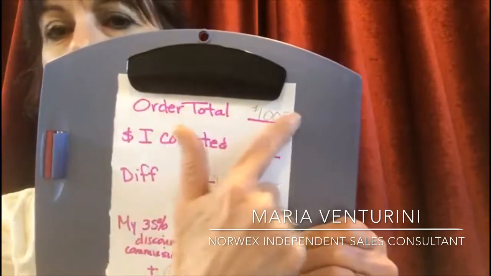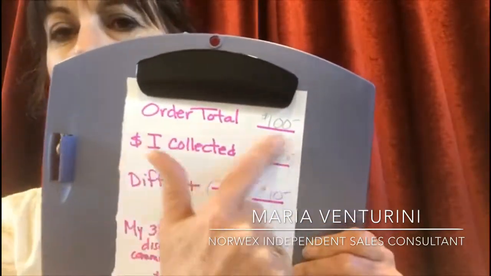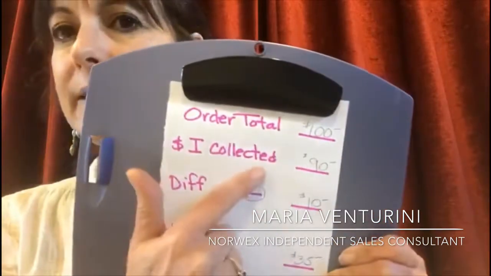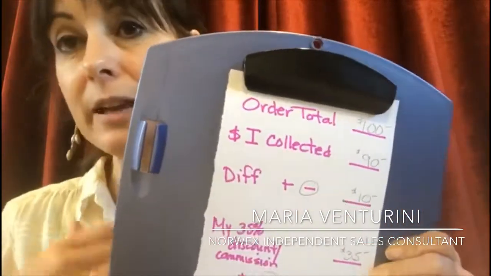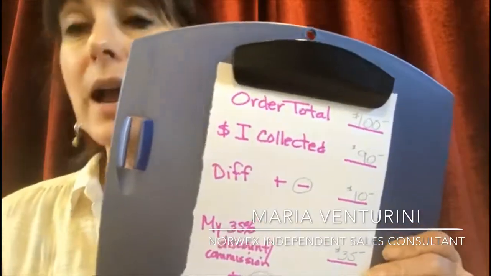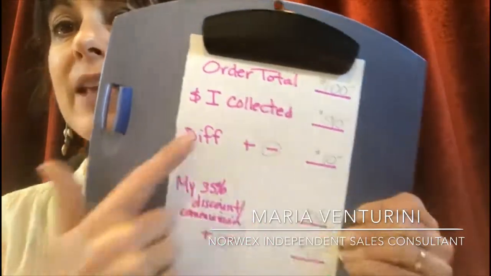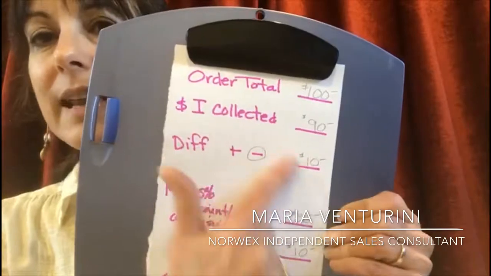So notice that my party total was $100, but I collected only $90. Why the difference? Well, it could be a discount that I offered, or maybe I bought a product for myself, maybe some Spirit sponges because I needed some for my next party. So the difference between these two is $10.